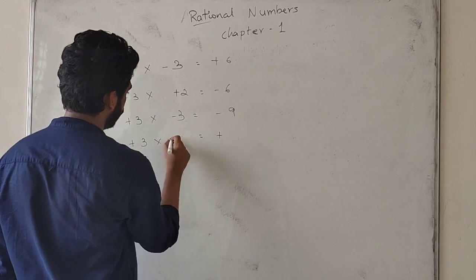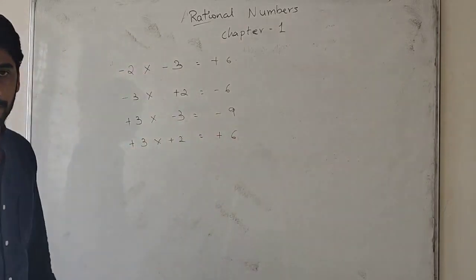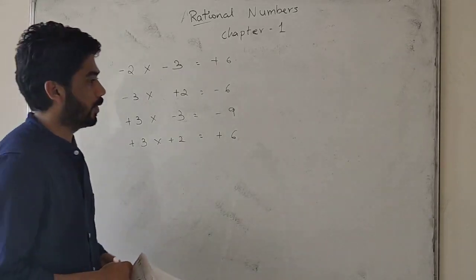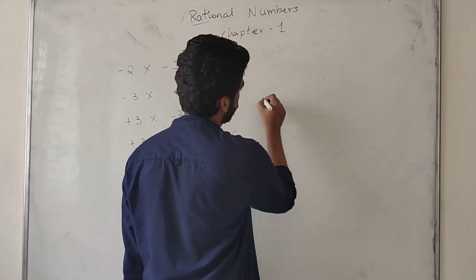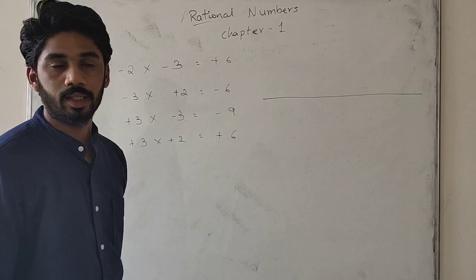3 into minus 2, 3 to the 6. So how the values will be, how the value has been kept, we will discuss this. So friends, students, first we must know a linear line. First we must know the linear line.